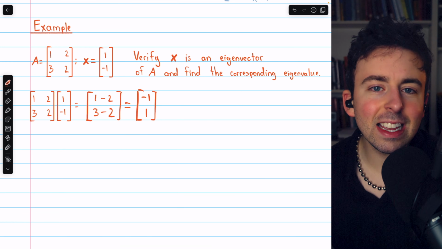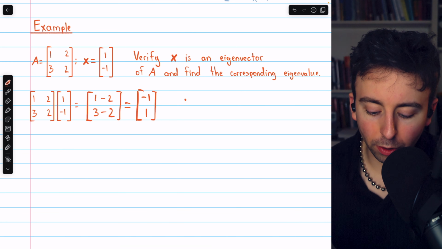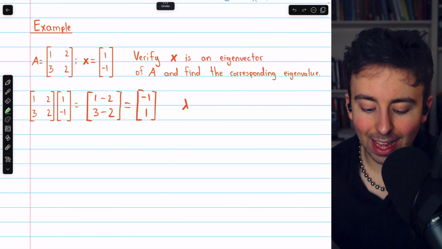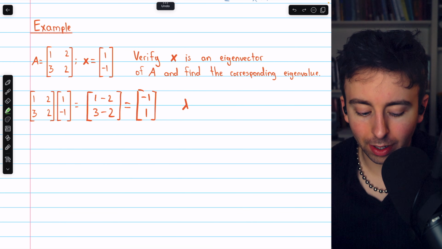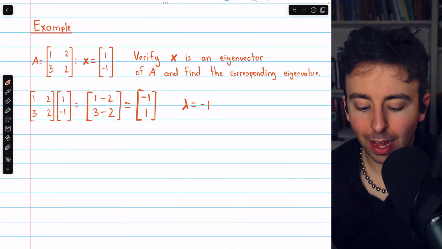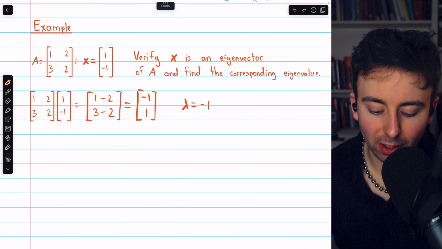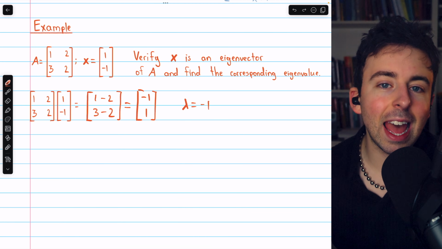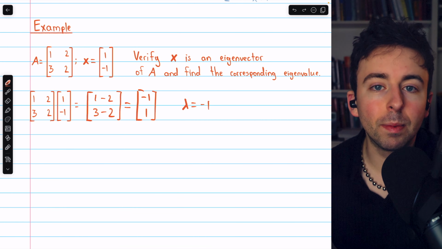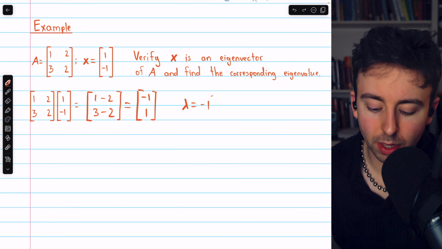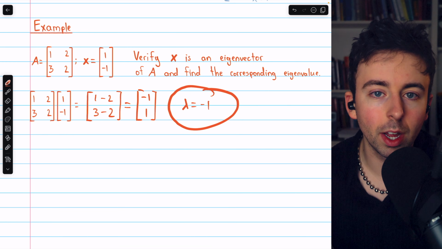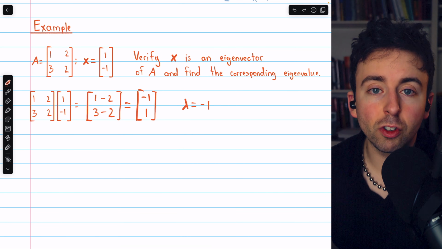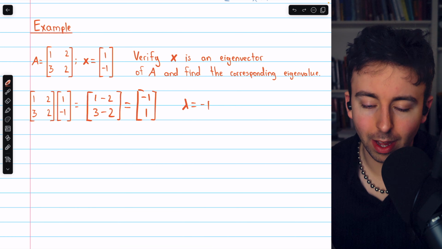So yes, this is indeed an eigenvector. What's the corresponding eigenvalue? Well, what would we have to multiply x by to get this product Ax? You may notice that it's just -1. If we multiply x by -1, the first entry will match this first entry, and the second entry will match this second entry. So indeed, x is an eigenvector of A. In particular, it's an eigenvector corresponding to the eigenvalue lambda equals -1. Multiplying the vector x by the matrix A has the effect of just reversing x's direction, multiplying it by -1.